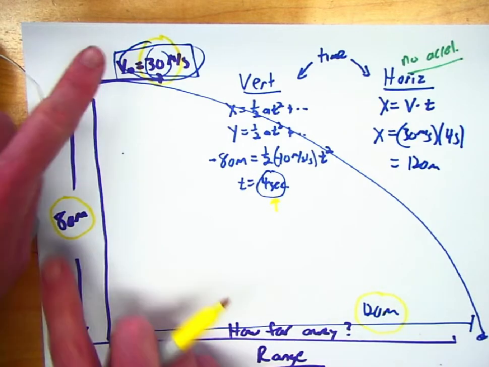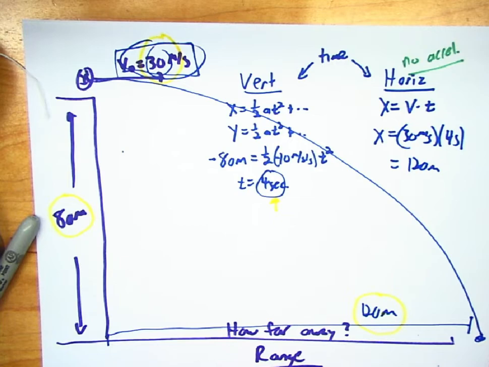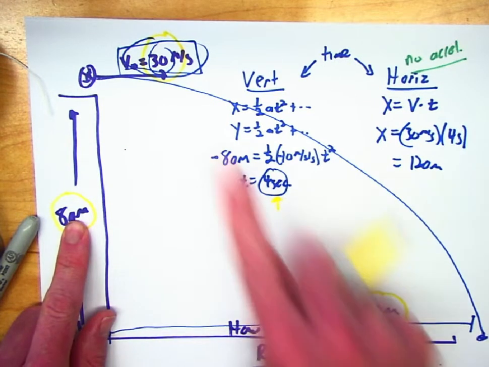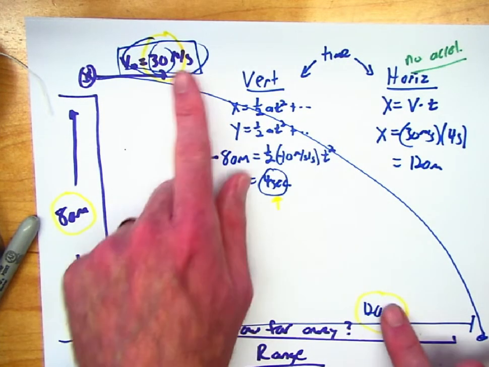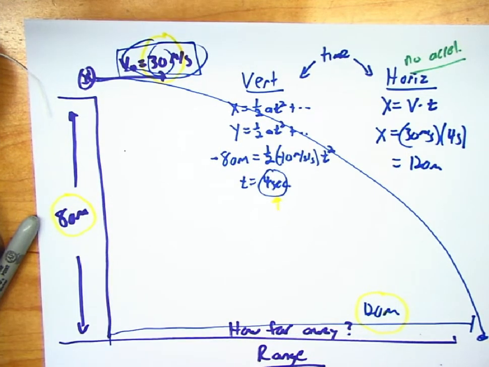If I'm given these two to start with, I can find out this one just by the method that I showed you right there. If I'm given these two, I can figure out this one, and vice versa. Or if I'm given these two, then I can figure out this one as well. So you can do all these problems.